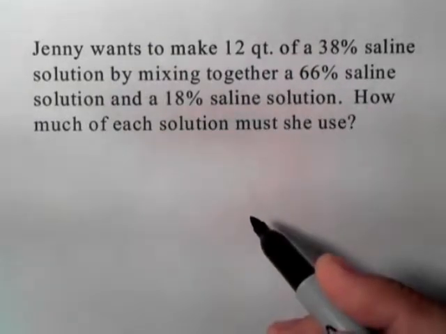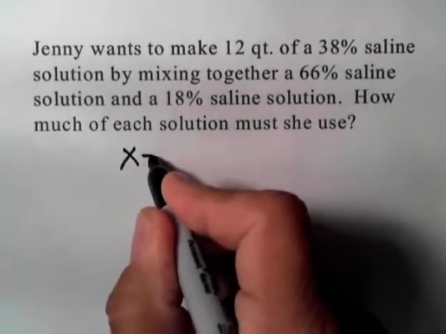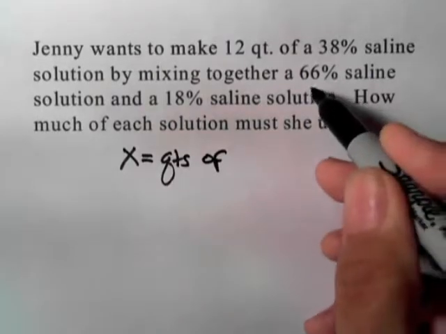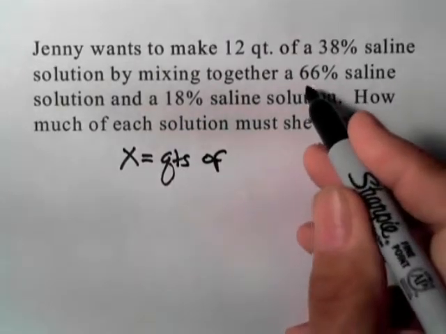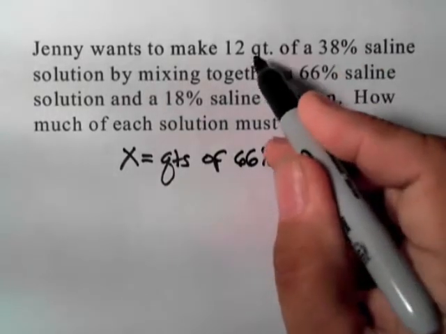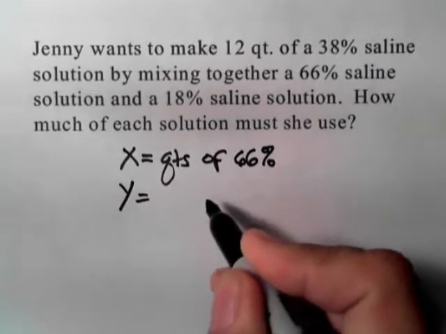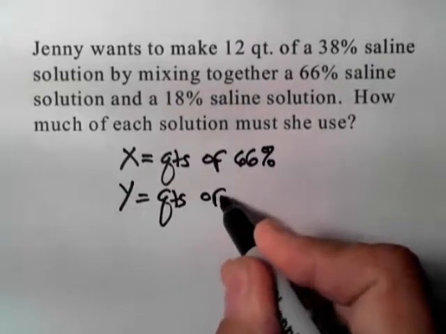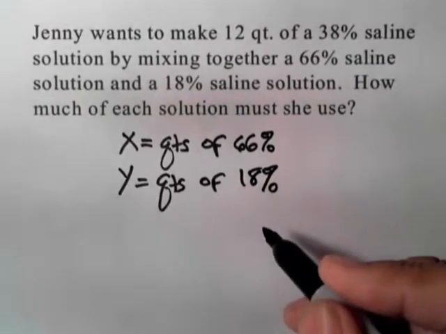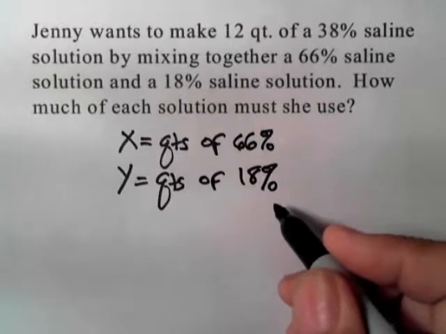So here's the first thing you want to do. The two guys that are being mixed together, set up variables for them. So for instance, X could equal the quarts of the, let's see, what's the first one they mentioned here? The 66% saline solution. Okay, remember the 38% here is what we want for the final mixture. And Y is going to equal the quarts of the 18% solution. So now you've clearly got these labeled and defined, so you know what you're using, and anybody looking at your work can tell what you did as well.